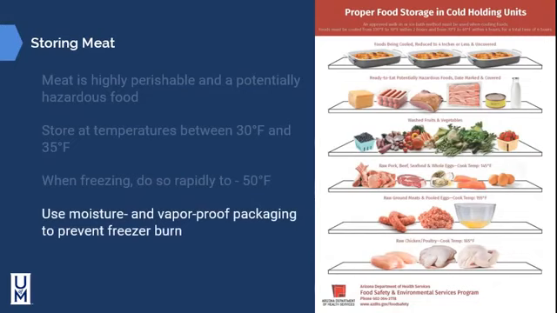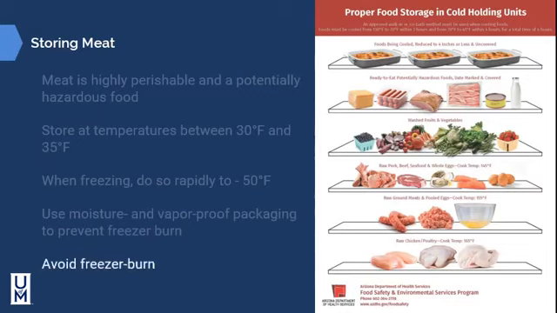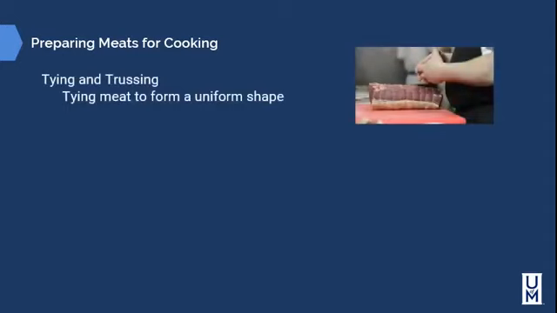Use moisture and vapor-proof packaging to prevent freezer burn. And you want to avoid freezer burn at all costs. Freezer burn will give the meat a terrible taste and it will give it an off color or off look to it. There are 3 specific ways that we can prepare the meat for cooking. First is trussing and tying. This is to create a uniform shape for the meat so that it cooks more evenly. It can also be used if you have a piece of meat that's stuffed to prevent the stuffing from falling out.